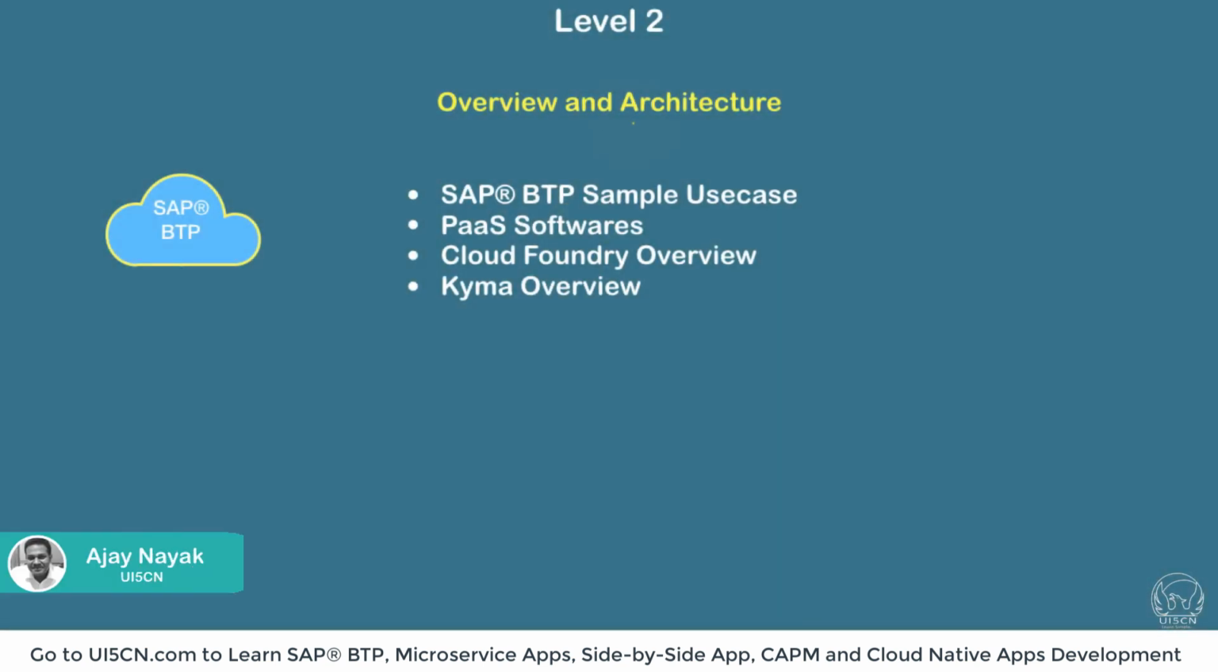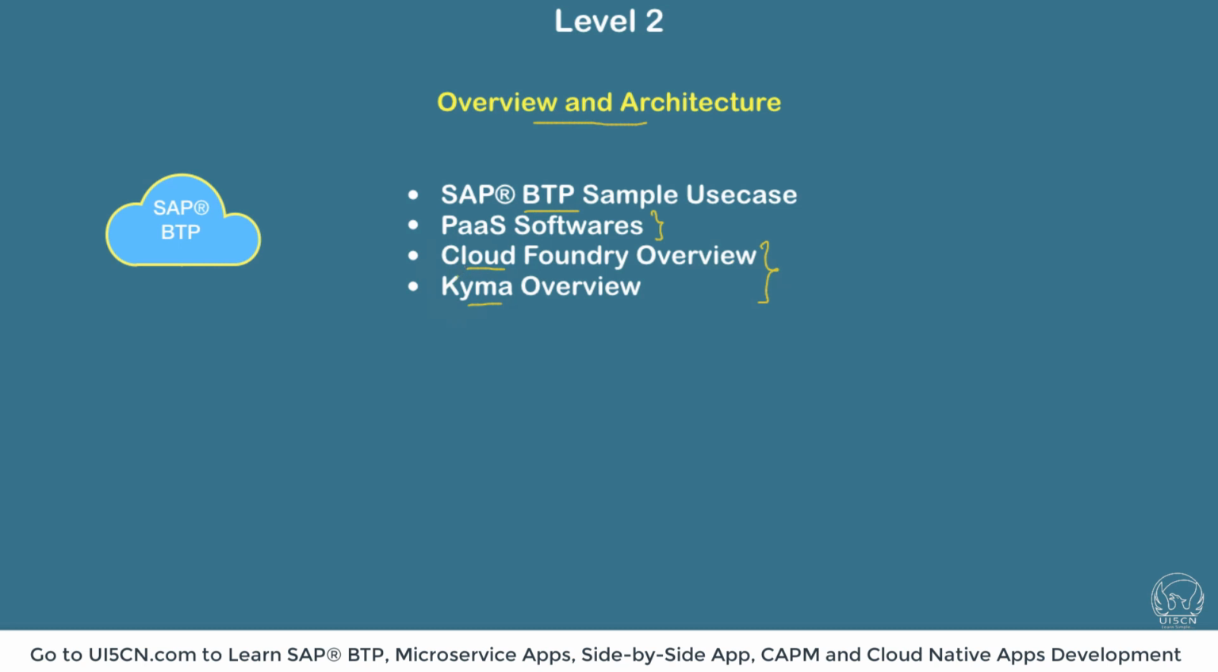Hello and welcome back. In this level 2, we will be looking into the overview and architecture of the SAP BTP platform. We will discuss one case study of when a user or a customer can be using SAP BTP. We will also be looking into the internals of the software of the PaaS platform of SAP BTP, which is Cloud Foundry and Kyma. We will look into the overview architecture of both of these, so you get an understanding of what we get when we are inside Cloud Foundry or Kyma.